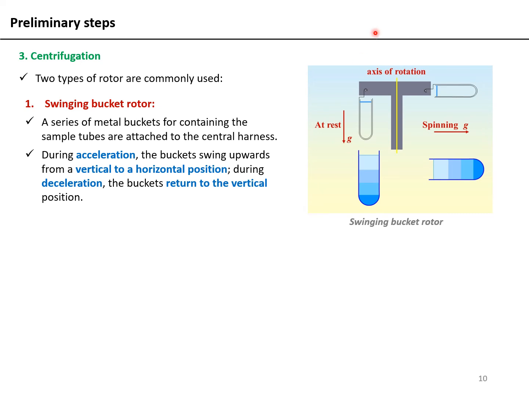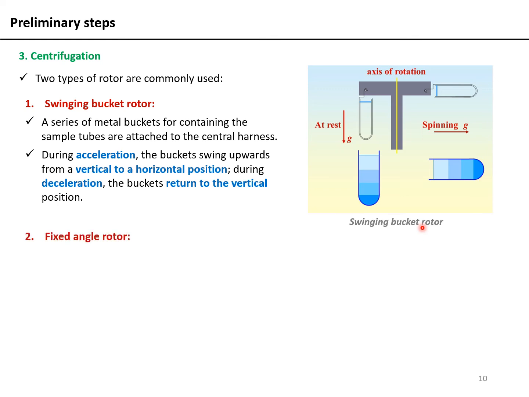So basically you have a setup similar to this in the case of a swinging bucket rotor. At rest, your buckets are straight, that is, they are vertical. When you start spinning, because your buckets are attached via a harness, these buckets will swing up and take up this horizontal position. So this is what you get in the case of a swinging bucket rotor, and they are very common.